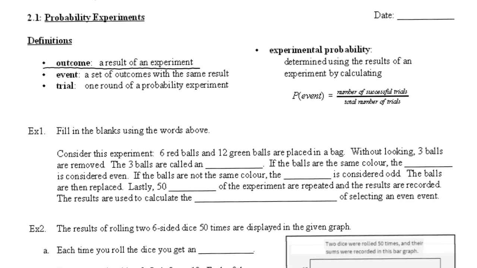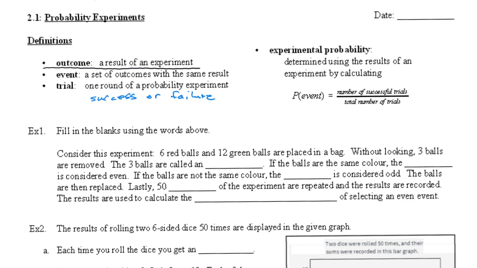Now, a trial is one round of a probability experiment. Now, a trial could also be represented as a success or failure. Okay? 4 different trials. Okay?